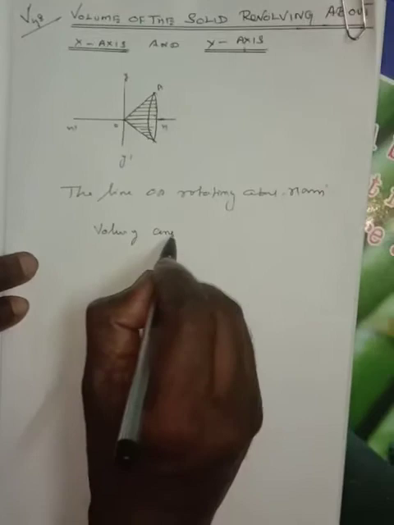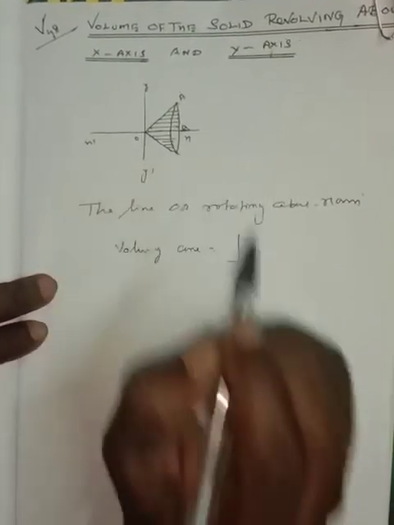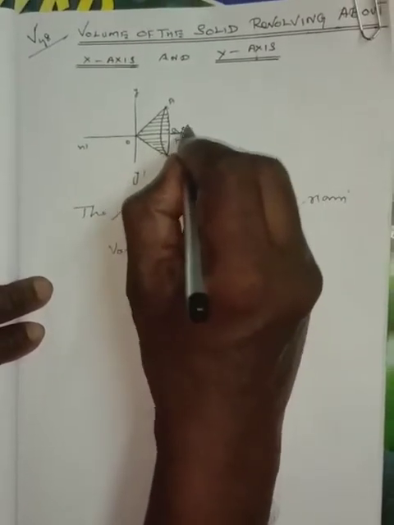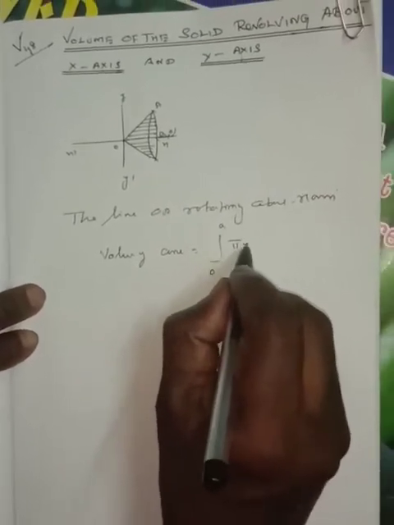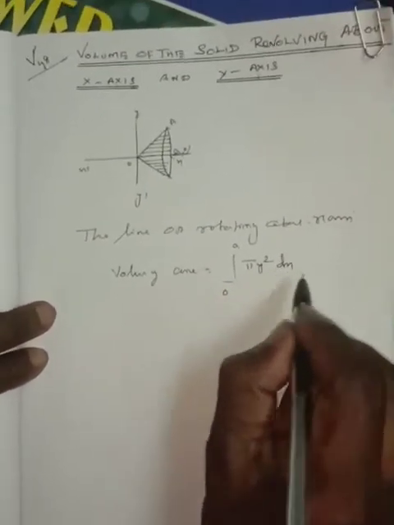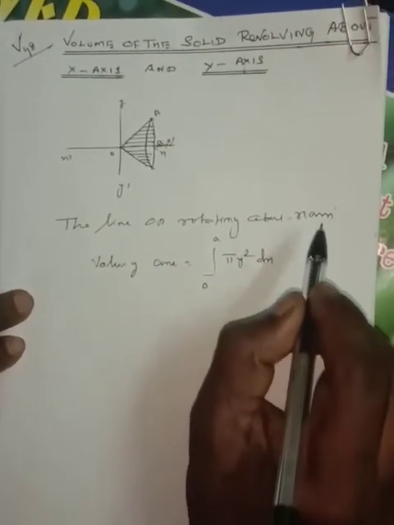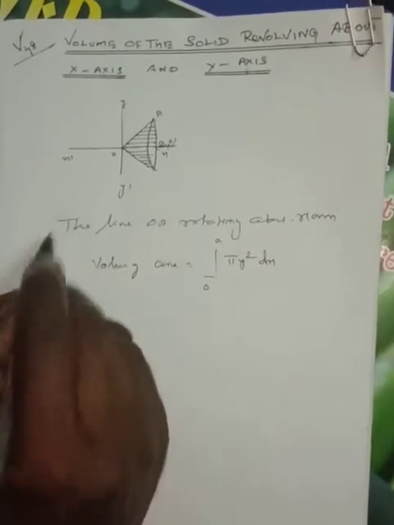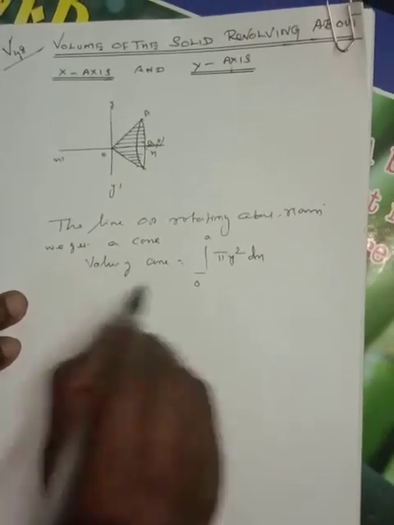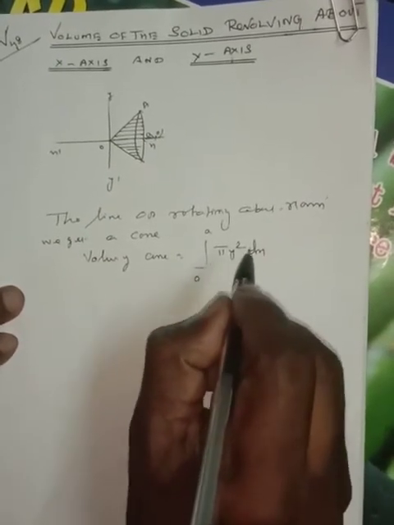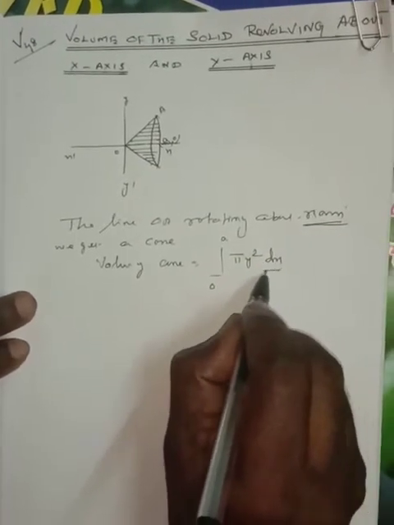Volume of the cone is equal to integral from 0 to A, where A comma 0 is the edge point, of pi y square dx. The line rotating about x-axis, we get a cone. The volume of the cone is pi y square dx.